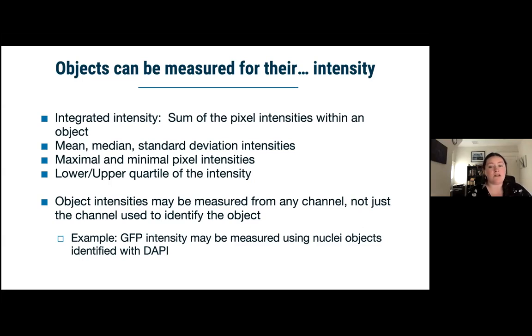And you can mix and match objects with channels as long as all of your images are taken from the same field of view at the same time, or if they can be aligned in such a way that they're in the same XY coordinates. So I can find nuclei with DAPI and measure the GFP intensity inside of them.